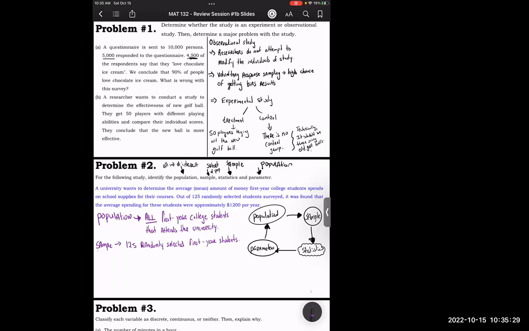Okay, now from the sample, what information did we obtain regarding the sample? Or what information did the university obtain? They got the average of 1,200 per year. Yeah, the average spending for these students were approximately 1,200 per year. So is that a statistic or a parameter?